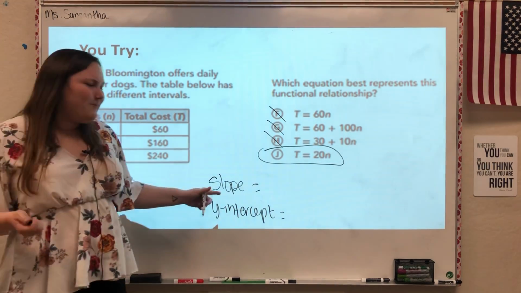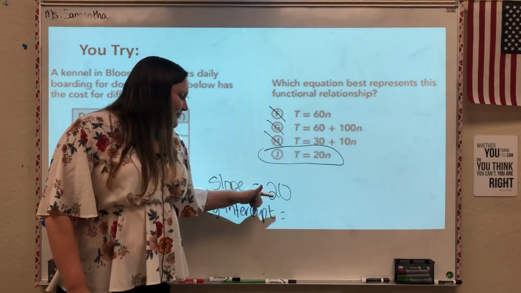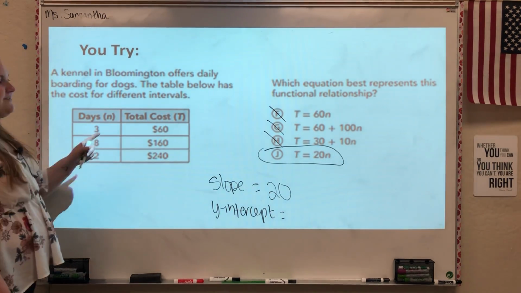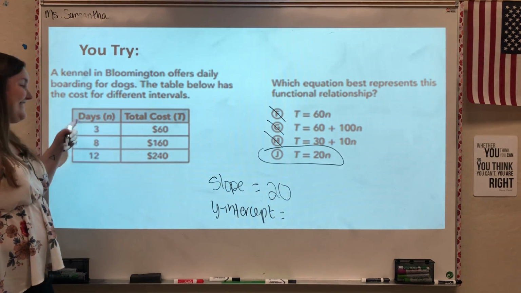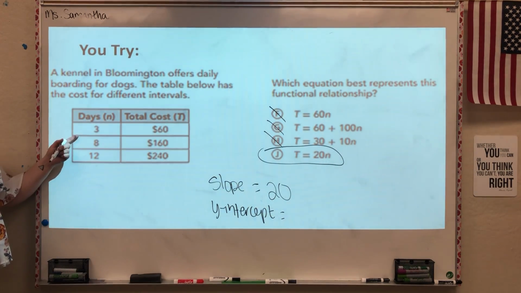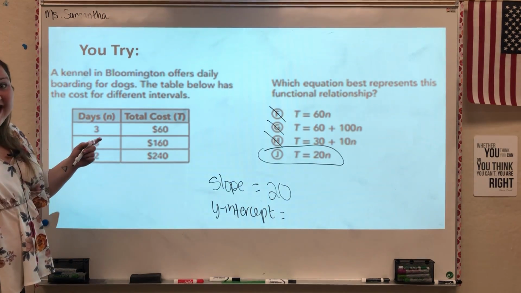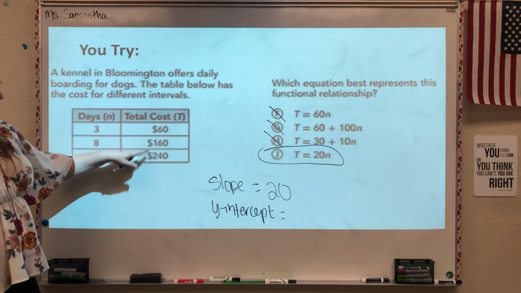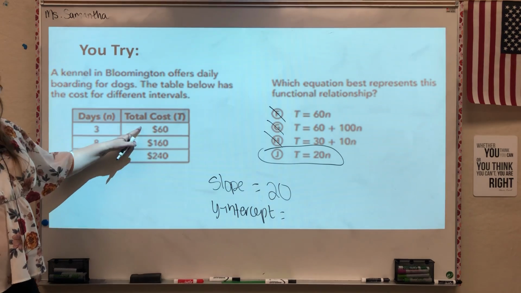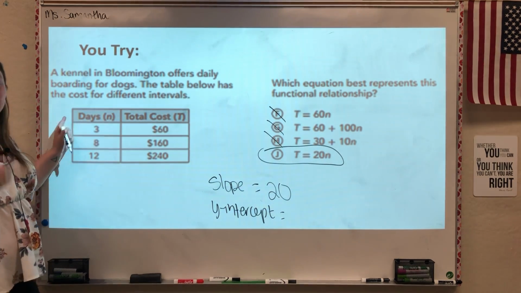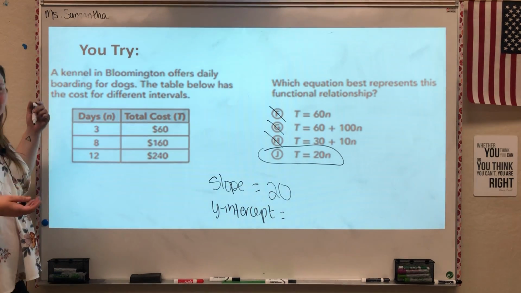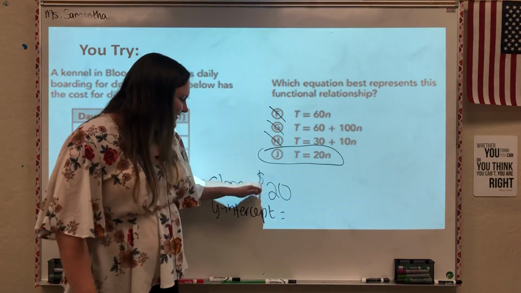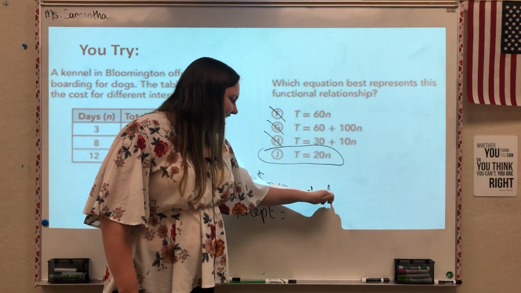All right, well, I had said a moment ago the slope is 20, but what does 20 represent here? Well, that slope is telling you it's costing $20 each day. It's important for you to say each day or every day, every one day, something like that. You cannot just say the cost is 20 because notice the cost isn't 20. The cost is changing depending on how many days your dog is at the kennel. You have to include that each day part. It costs $20 each day.